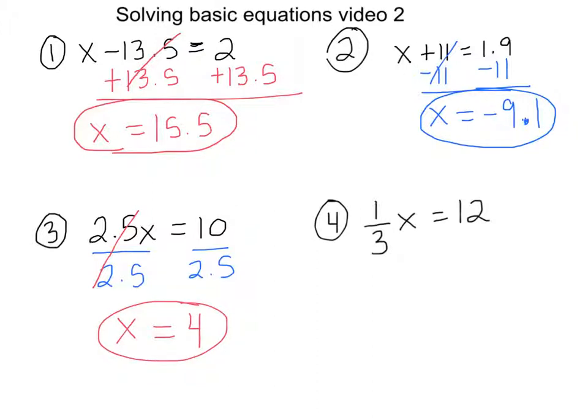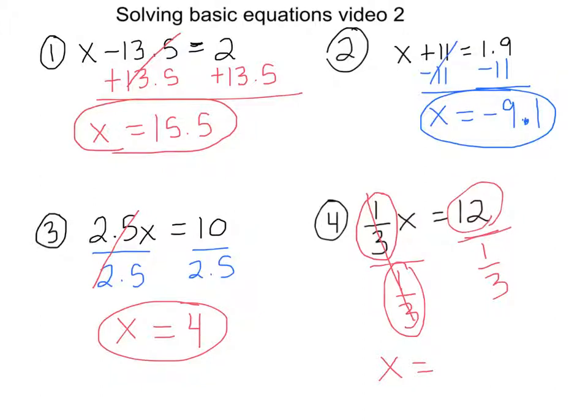On our last problem, I've got 1/3 being multiplied by x. And so I ask myself, what is the opposite of multiplication? Because this 1/3 is being multiplied by this x. So the opposite of multiply would be to divide by 1/3 on both sides. Now, what you notice is when you have the same thing on top and the same thing on bottom, it equals 1. So the 1/3's cancel, and so you have x equals. Now, I can type in my calculator 12 divided by 1/3, and when I do, I'll get 36.